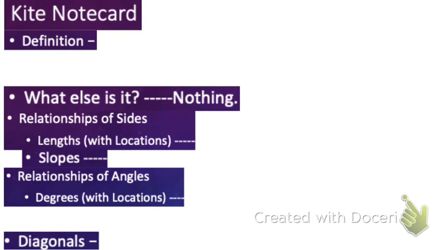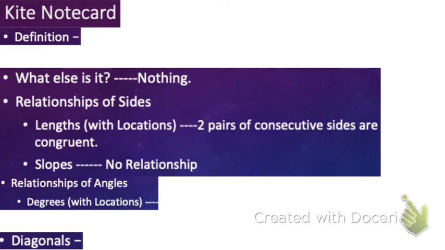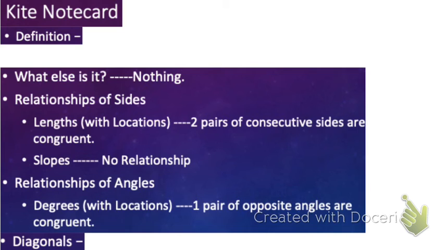Note card. What else is it? It's nothing else. It's in its own category. It's special. Relationship of sides: 2 pairs of consecutive sides are congruent. Slopes, no relationship. No parallel sides here. Parallelograms have both pairs of parallel sides. Trapezoid, exactly 1 pair of parallel sides. Kite, no parallel sides. Relationship of angles: 1 pair of opposite angles are congruent, in exactly 1 pair.